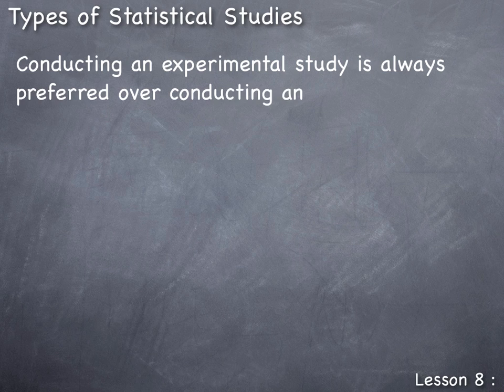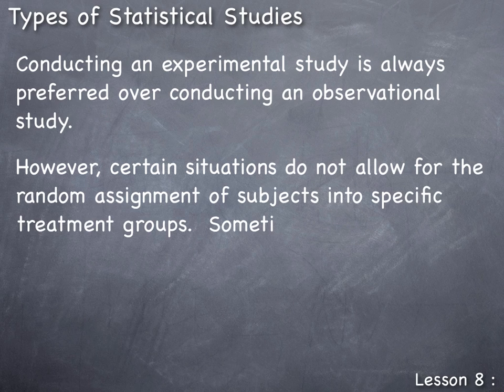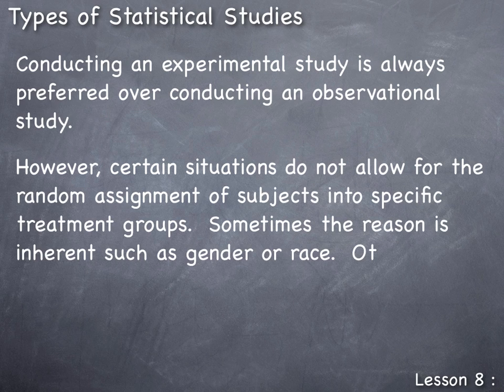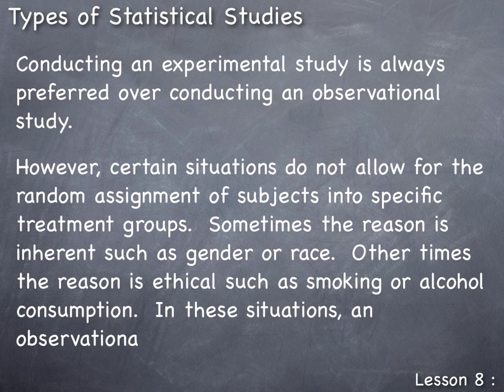Conducting an experimental study is always preferred over conducting an observational study. However, certain situations do not allow for the random assignment of subjects into specific treatment groups. Sometimes the reason is inherent, such as gender or race. Other times the reason is ethical, such as smoking or alcohol consumption. In these situations, an observational study is a viable alternative.